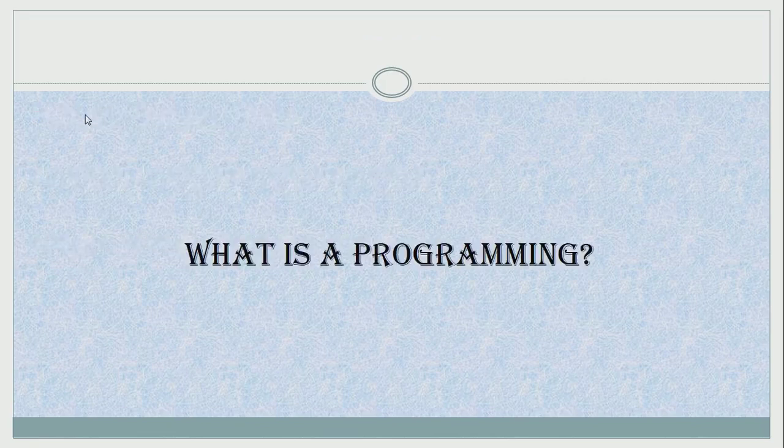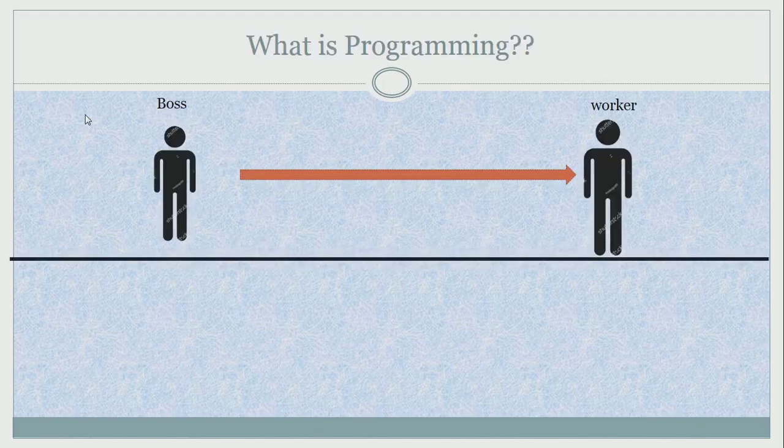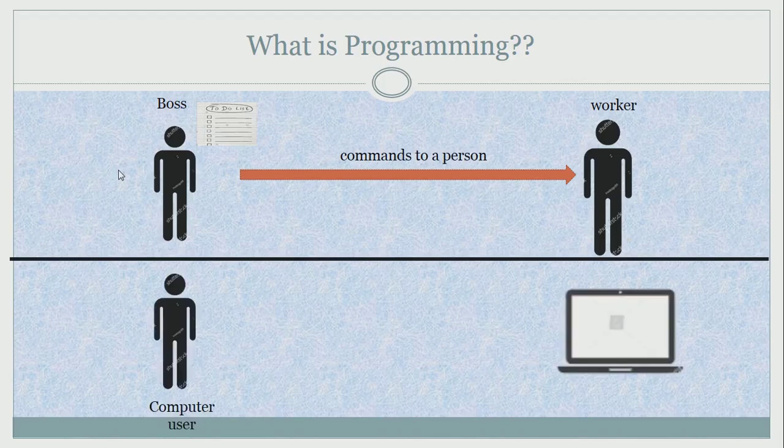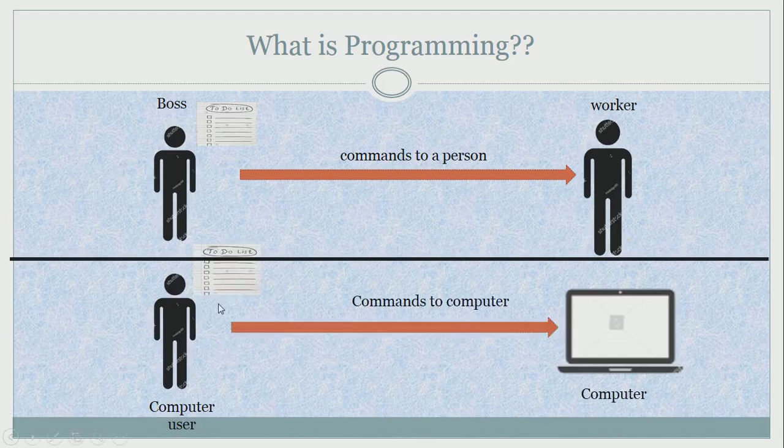So we see what is meant by the term programming that you often listen. So let's understand it with the help of an example. Consider a situation in which we have a boss and a worker scenario. The boss has number of instructions to be done on his to-do list, so he commands the worker to do them. Similarly, consider the situation in which a computer user has a to-do list, and he commands the computer to follow instruction to complete a particular task.